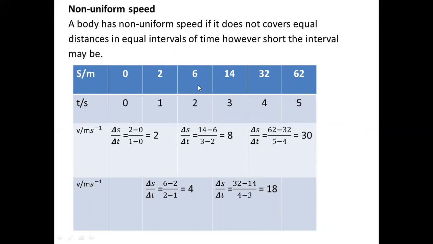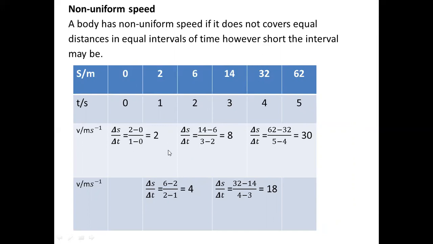So distance is not increasing by equal amount. From 0 to 1, it is increasing by 2 meter. From 1 to 2, it is increasing by 4 meter. From 2 to 3 second, it is increasing by 8 meter. From 3 to 4, it is increasing by 18 meter. And from 4 to 5, it is increasing by 30 meter. So the increase in distance is not same. It is not increasing by same value.